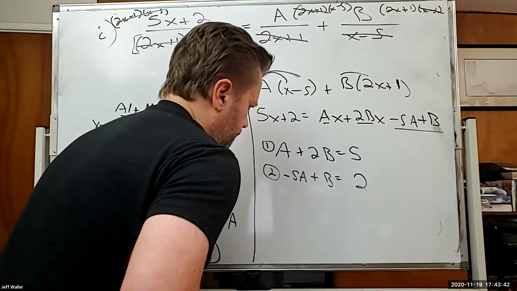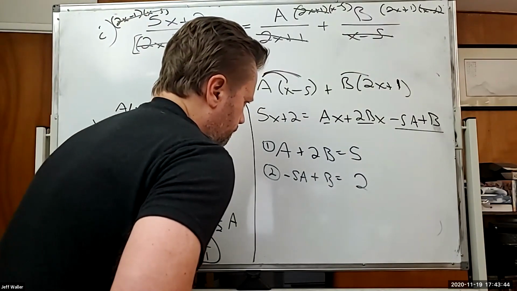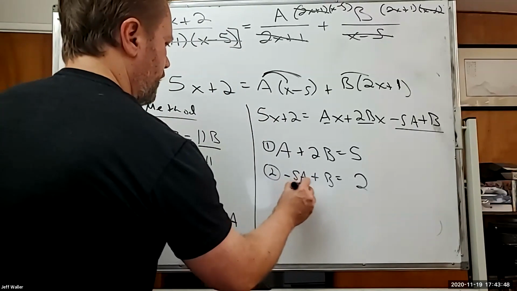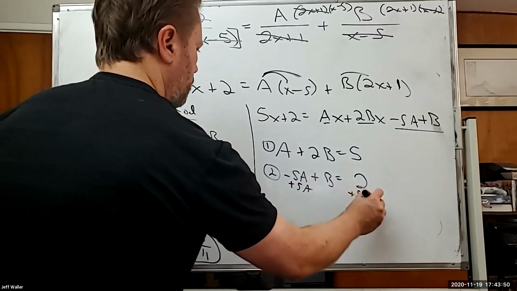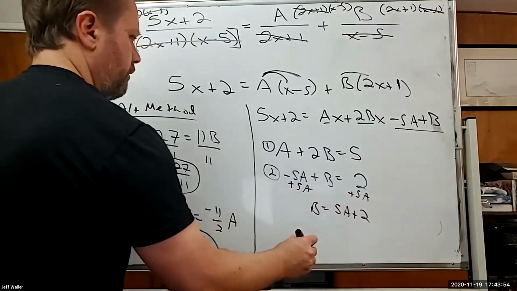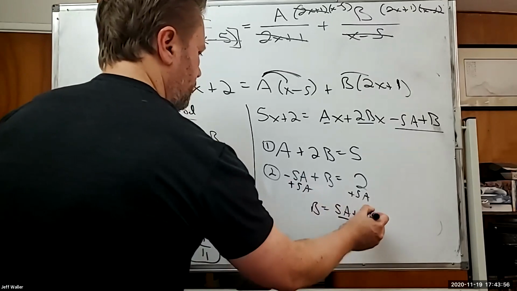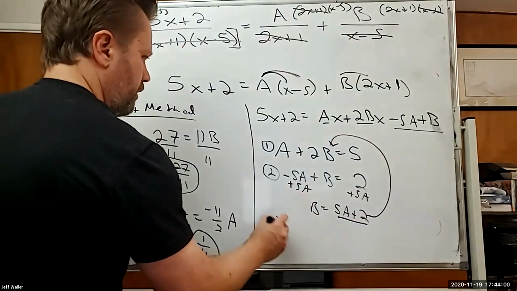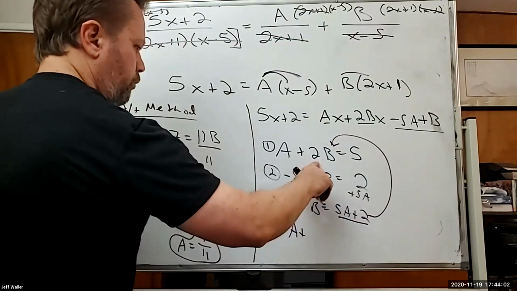Can you make the second equation b equals 2 plus 5a? Sure, I love it. So if I take this equation, I add 5a over. So b equals 5a plus 2. And then I can take this, shove it in there. So that becomes a plus twice b.